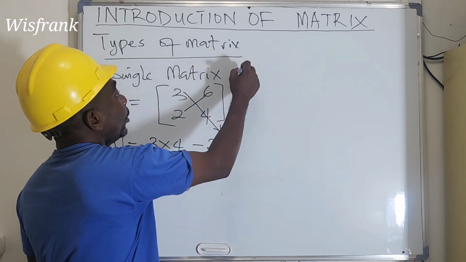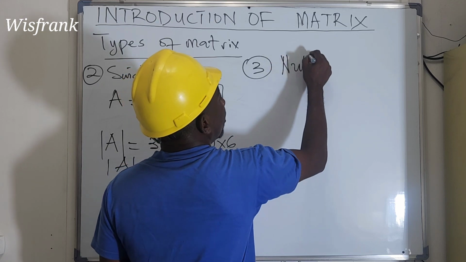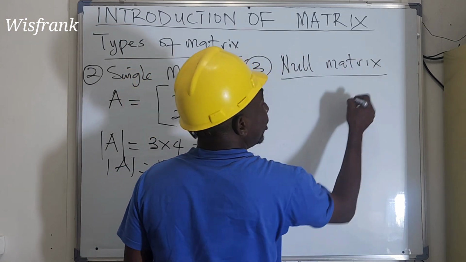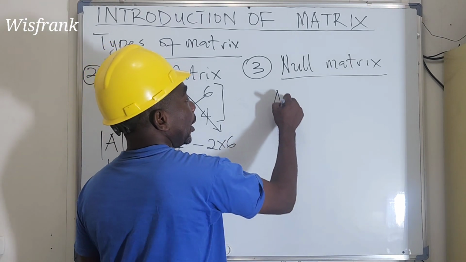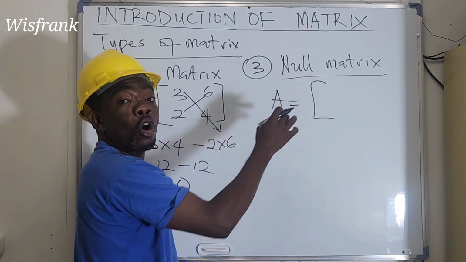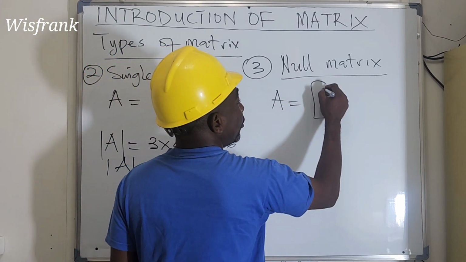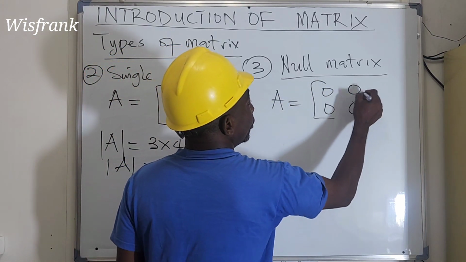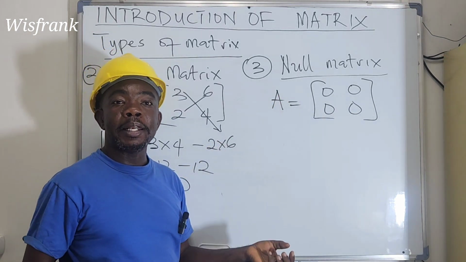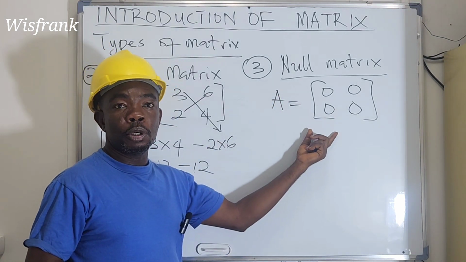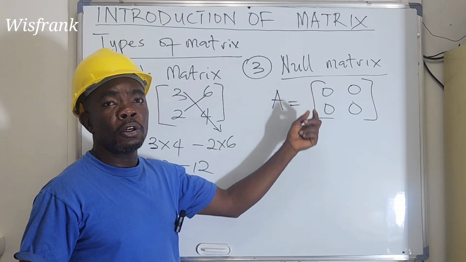The second one, which is number 3, is the null matrix. How do you identify a null matrix? When we have a matrix, let's say A, in which all the elements are 0, so we have 0, 0, 0, 0. That is why we have a null matrix. All the elements in that matrix must be equal to 0. When you have a matrix like this, it is identified as a null matrix.